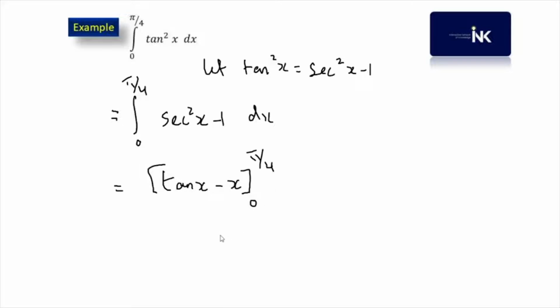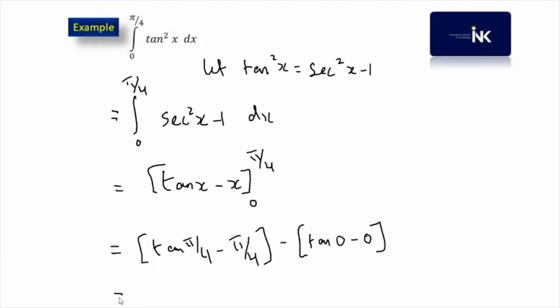So according to the fundamental theorem of calculus, the second fundamental theorem, first we have to substitute the upper limit. So in the place of x, we have to substitute pi by 4. So tan pi by 4 minus pi by 4, and then the lower limit, minus tan 0 minus 0. So what is tan pi by 4? Tan 45 degrees, which is equal to 1. So 1 minus pi by 4, and here tan 0 is 0, 0 minus 0 is 0 again. So our answer will become 1 minus pi by 4.